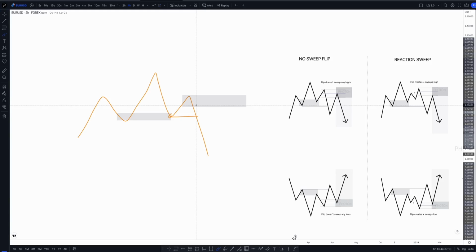So the next step then would be, if you want to know if it's a sweep flip, a flip that swept liquidity, when you're at this point and you're looking at your zone, you just simply go, in the creation of that zone, in this movement here, was any structure swept? Was there a high taken? Well, in this drawing, there wasn't, right? Which is this example here.